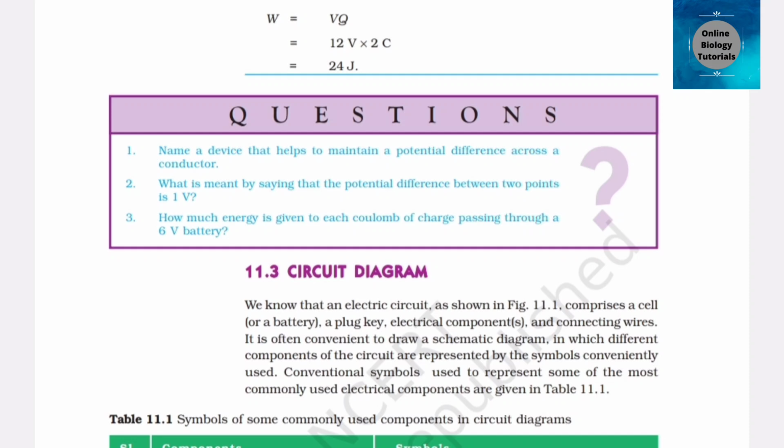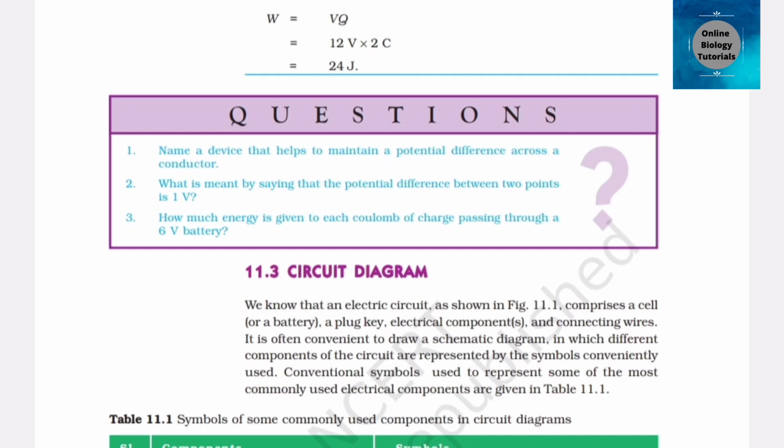Questions. 1. Name a device that helps to maintain a potential difference across a conductor. 2. What is meant by saying that the potential difference between 2 points is 1 V? 3. How much energy is given to each coulomb of charge passing through a 6 V battery?